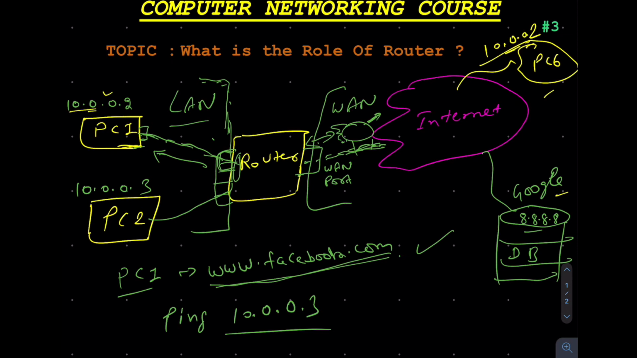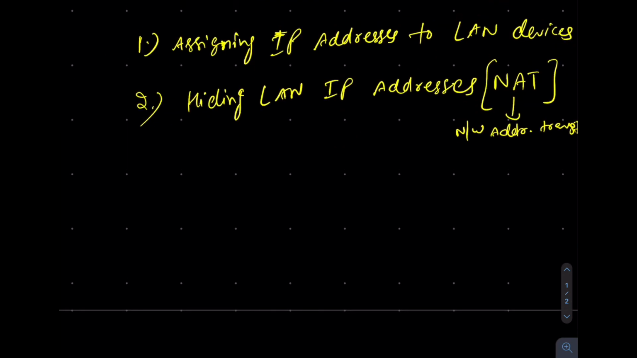What the router generally does to hide the IP addresses is, whenever a packet comes from PC1, it will take this IP address and change it to its WAN IP address, and the router maintains a table in its memory. It will take those mappings, like PC1's mapping and this WAN port mapping. So this is the second thing the router does, hiding LAN IP addresses. Generally, I'm talking about IPv4 addresses in this scenario.